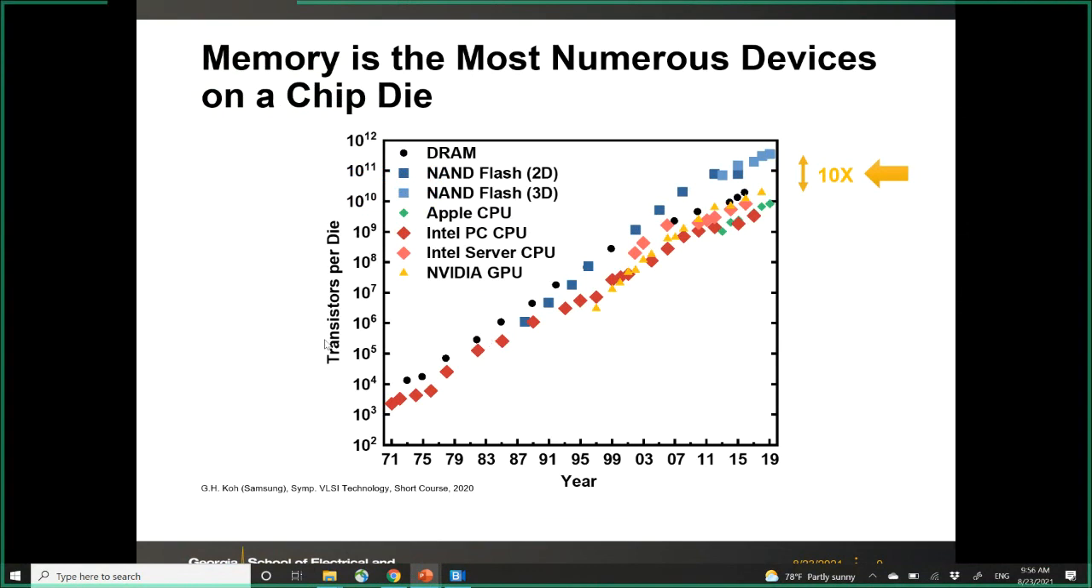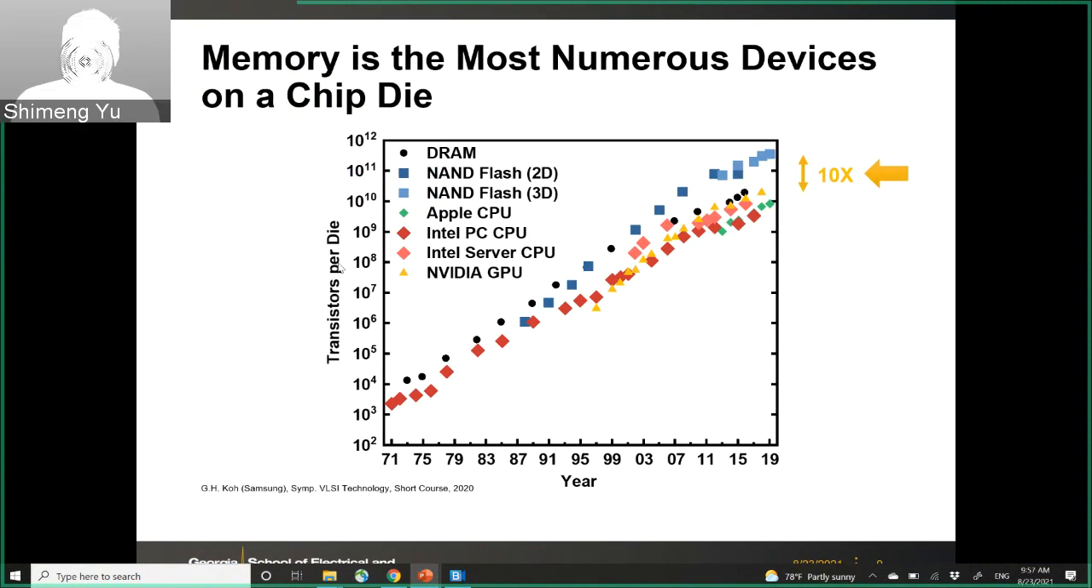So here basically Moore's law says that the transistor count on the chip, here transistors per die, exponentially increases over the years. Here we show different chips, and you see this is indeed an exponential increase over the past 50 years. But here you will see a slight deviation from the historical trend.